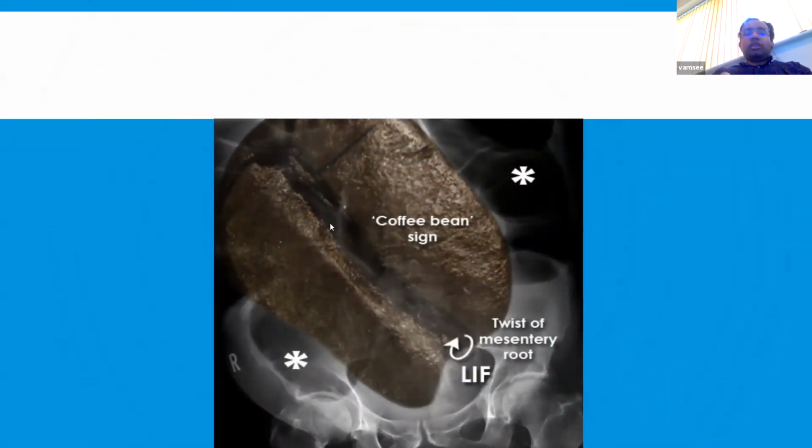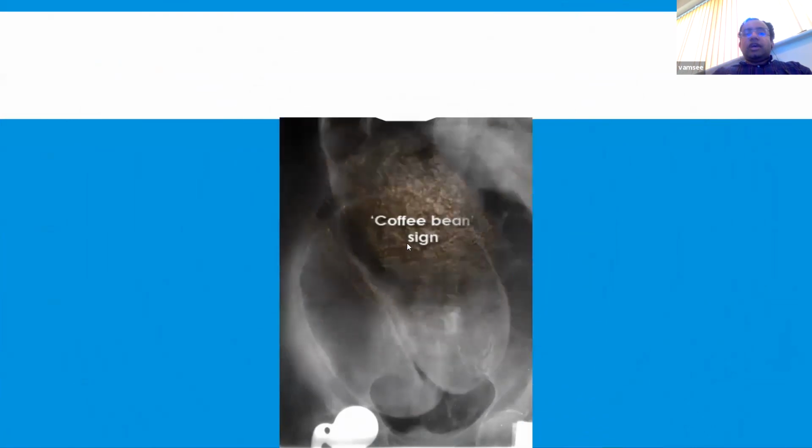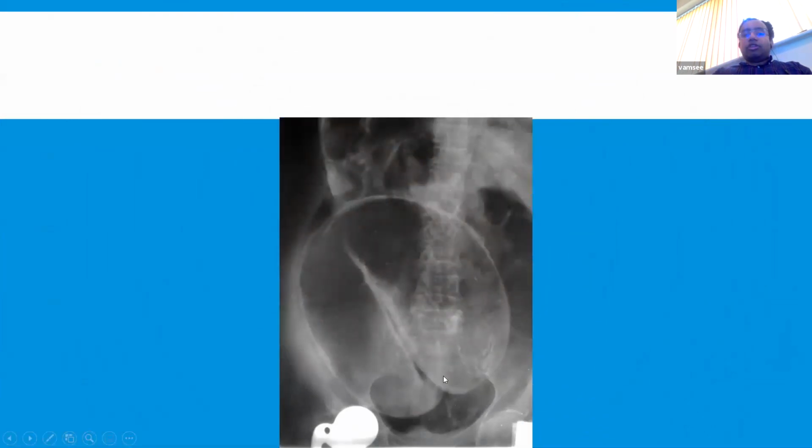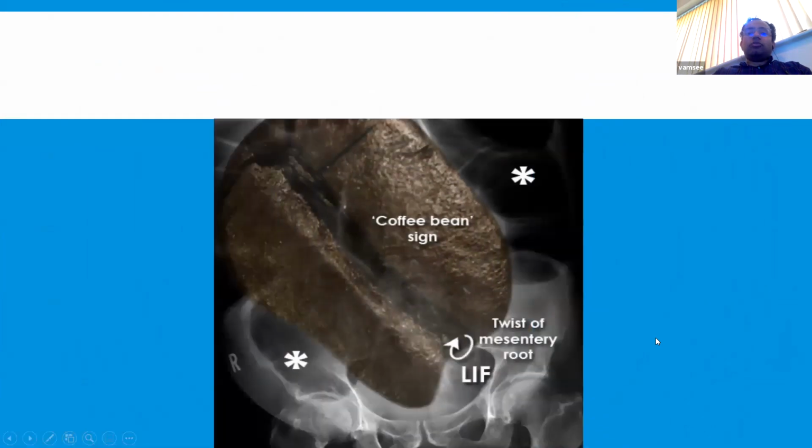This is your classic coffee bean sign, which would be to do with sigmoid volvulus. The base appears to be pointing from the pelvis. If it's pointing anywhere other than the right side of the abdomen, it would most likely be sigmoid, which is by far the most common.